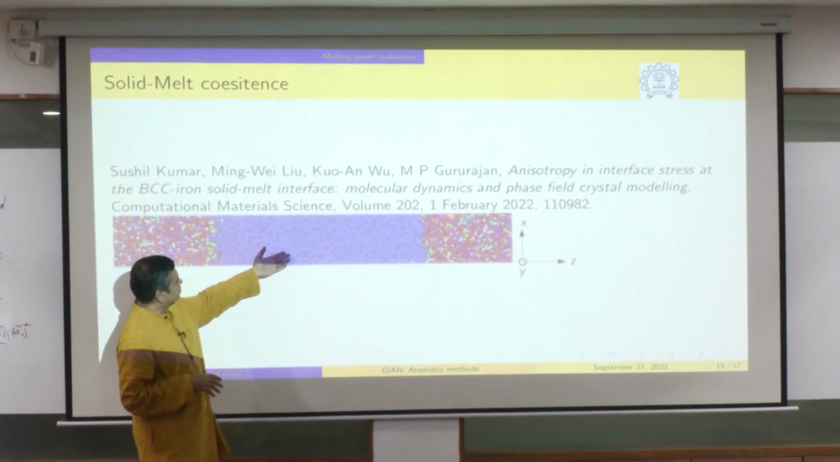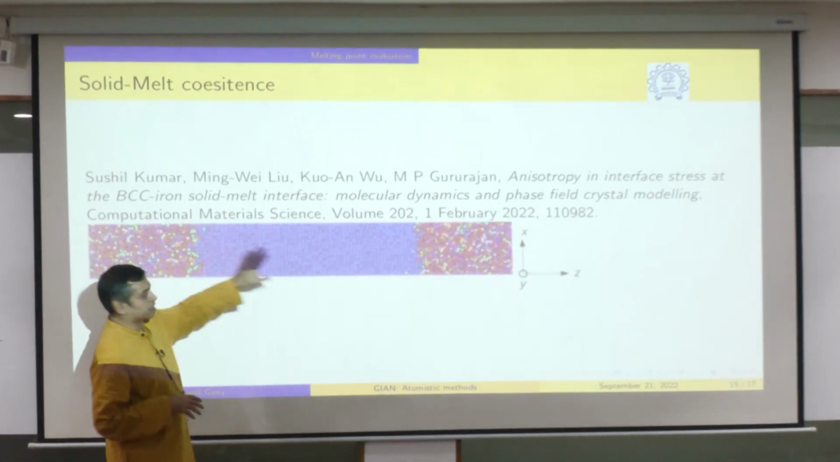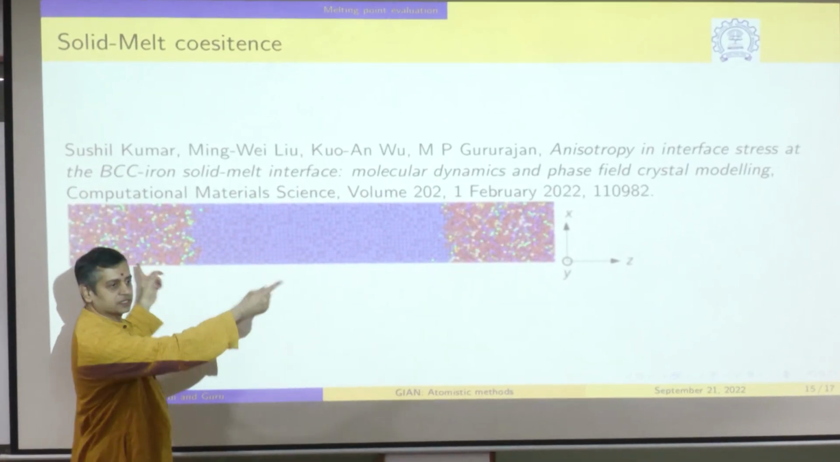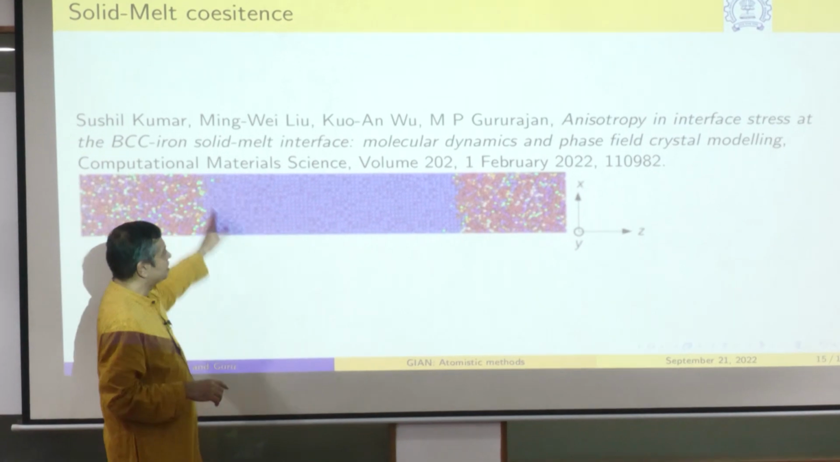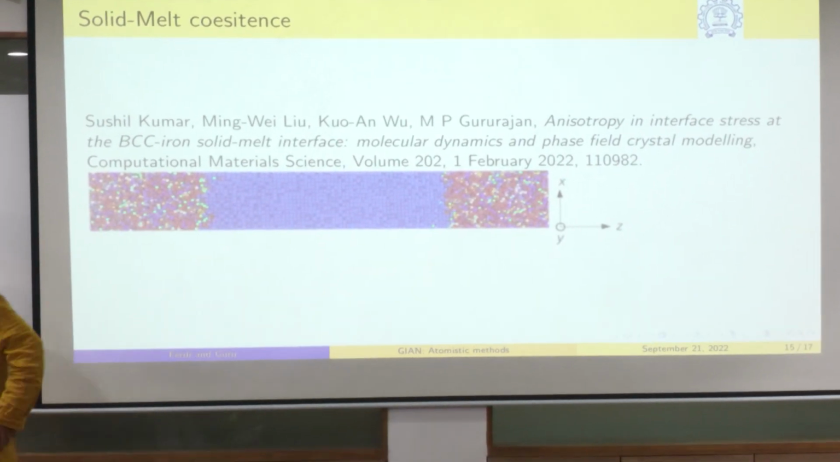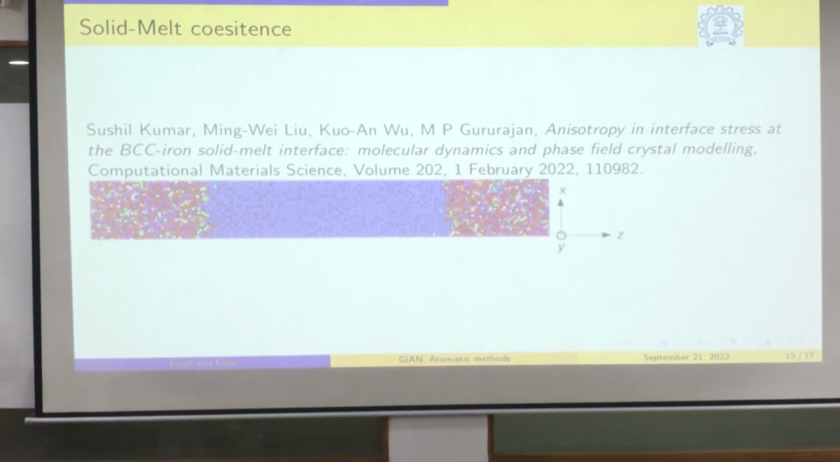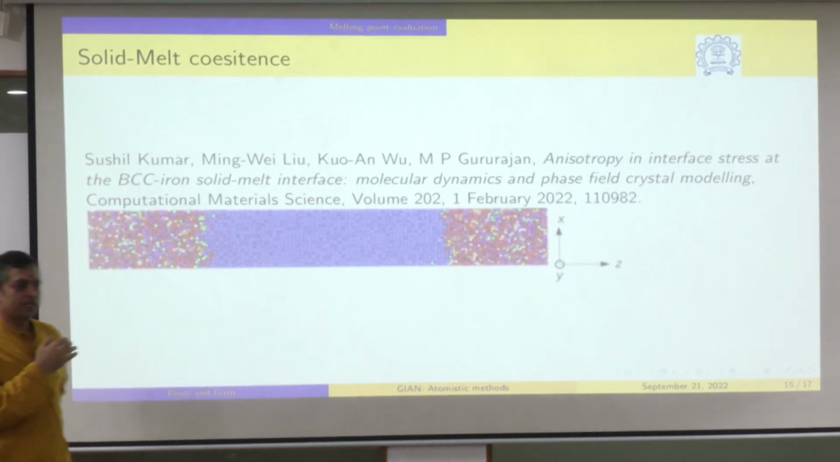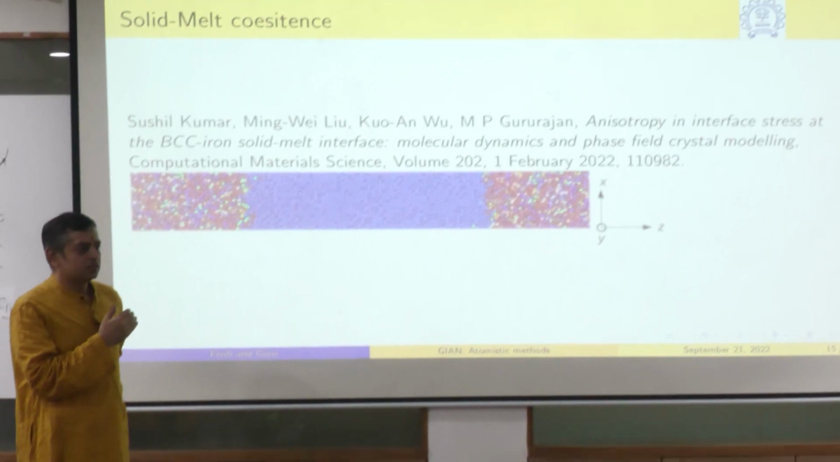So this is BCC iron and this is the molten iron on either side. To be consistent with periodic boundary conditions, there are two interfaces, solid-melt interfaces. Now you can approximately get the melting point.